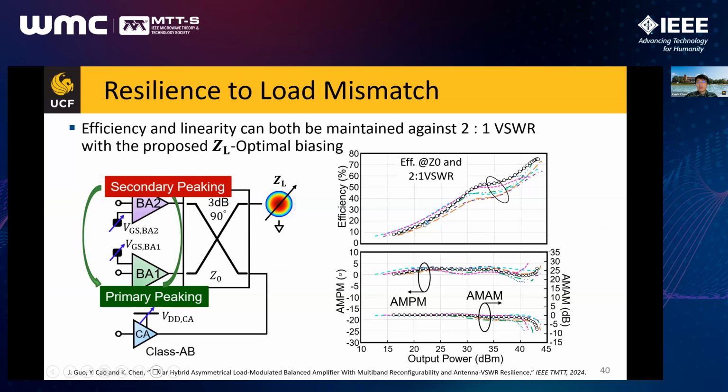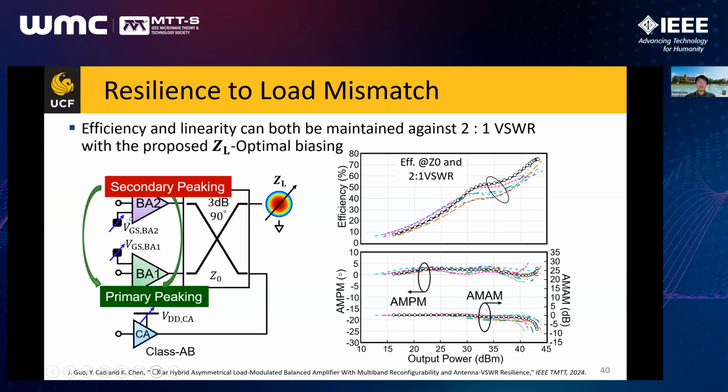Also, what we further discovered is that this HA-LMBA can be made load mismatch insensitive, or resilient to load mismatch. All we need is bias reconfiguration. First, we can set the DC supply voltage of the control amplifier. And then we can also exchange the turn-on sequence of the secondary and the primary peaking of BA1, BA2, for different loading and for different regions of load mismatch in the Smith chart.